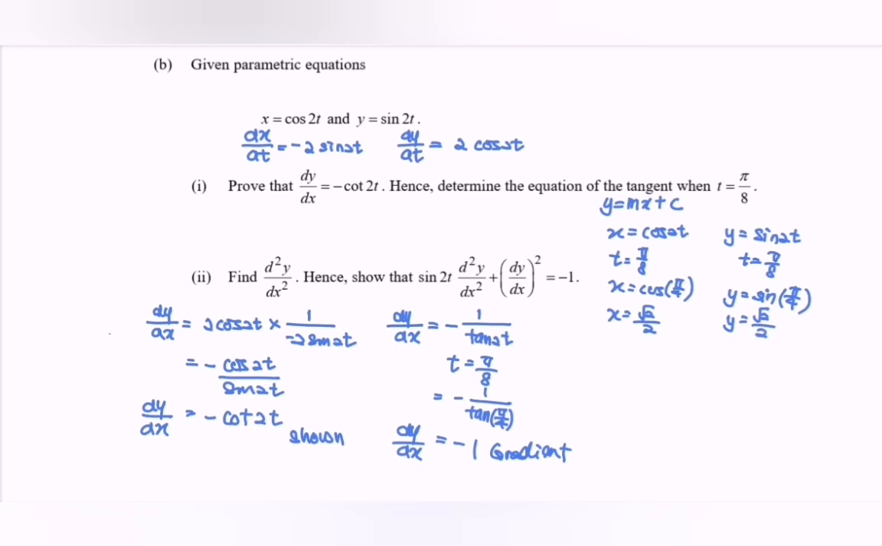In order to find the straight line equation, we have y = negative x plus c. By substituting the point, square root of 2 over 2, square root of 2 over 2, we will have c = square root of 2 over 2 plus square root of 2 over 2, which is square root of 2. So we have y = negative x plus square root of 2, or we can write x + y = square root of 2. That is the equation of the tangent when t = pi over 8.